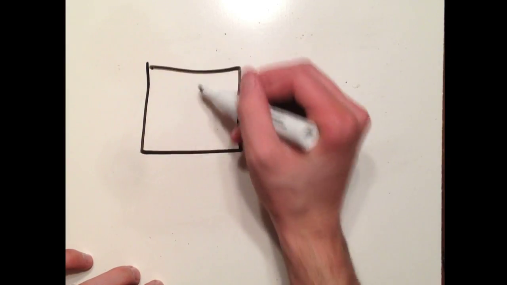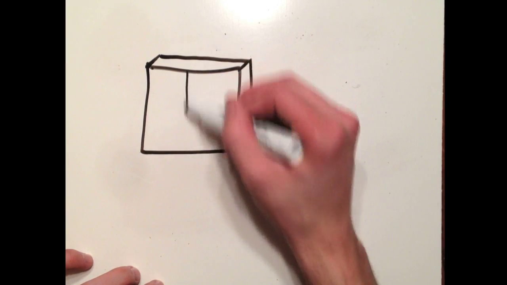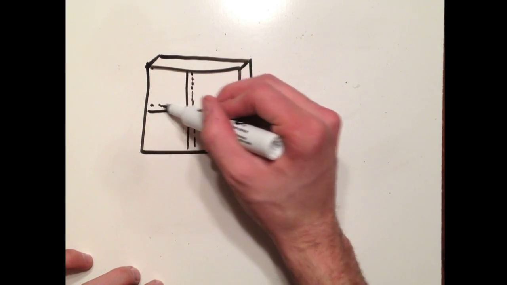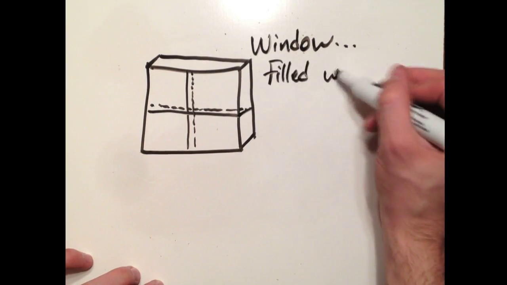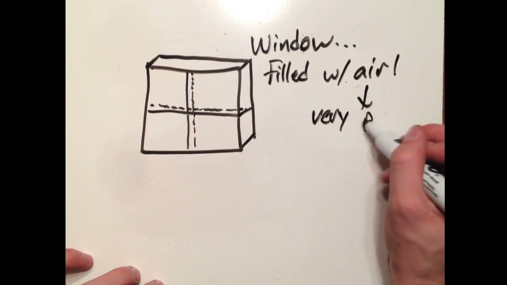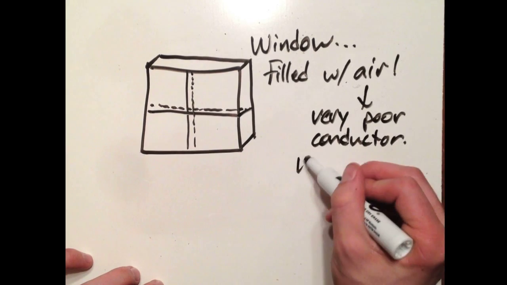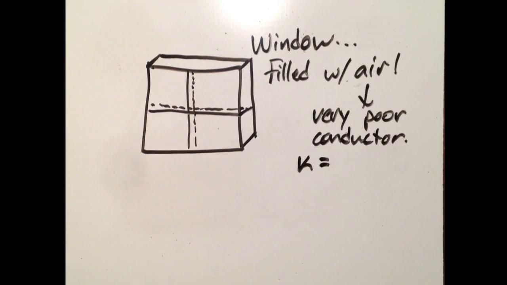One of the most practical applications of heat transfer rates is your window. The window is the most inefficient part of your house. This is where the most heat flows in or out. But we can limit this amount of heat flow with science. We fill the window with air, which is a very poor conductor of heat.